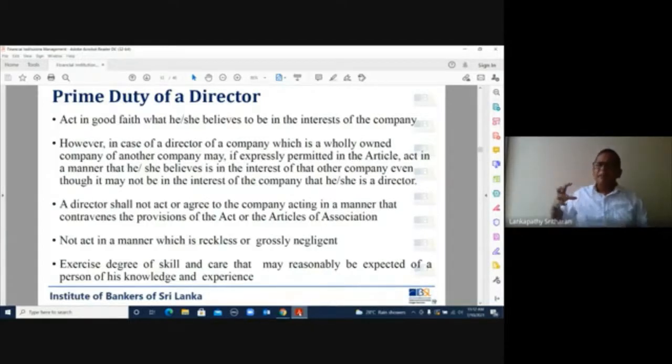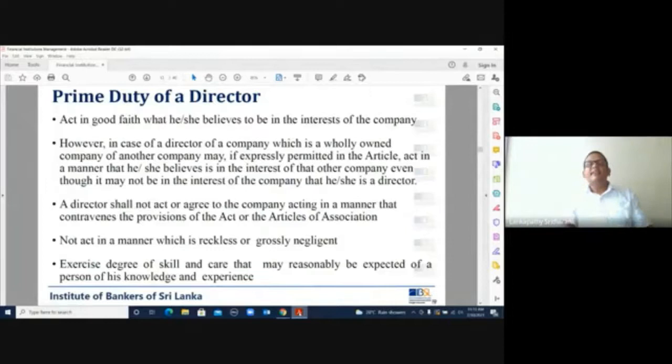Understand? For example, a director has to act in the interest of the particular company. Say I am a director of company X. I have to always act in the interest of company X. But sometimes I may not, because if company X is the fully owned subsidiary of company Y, then even though I am a director of company X, I may act in the interest of company Y, the parent company of X. So a subsidiary company director may act in the interest of the parent company, but it has to be a fully owned subsidiary. If there are other shareholders, of course, they have to protect the minority shareholders' interest as well, but that applies to a wholly owned company with 100% shareholding.